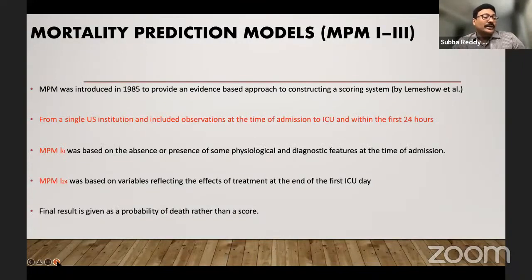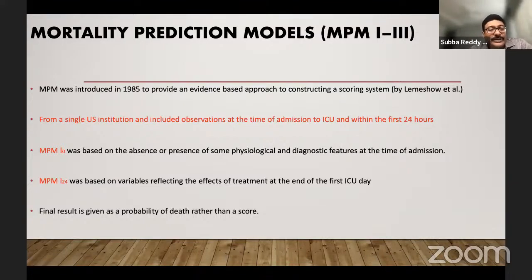So coming to the next model, that is the mortality prediction models, MPM 1 to 3. MPM was introduced in 1985. All these scoring systems, MPM 1 or SAPS or APACHE, were introduced in the 1980s, and then slowly they improved these scoring systems over these 30 years. The approach was to construct a scoring system for the mortality prediction they wanted to predict by using these models.